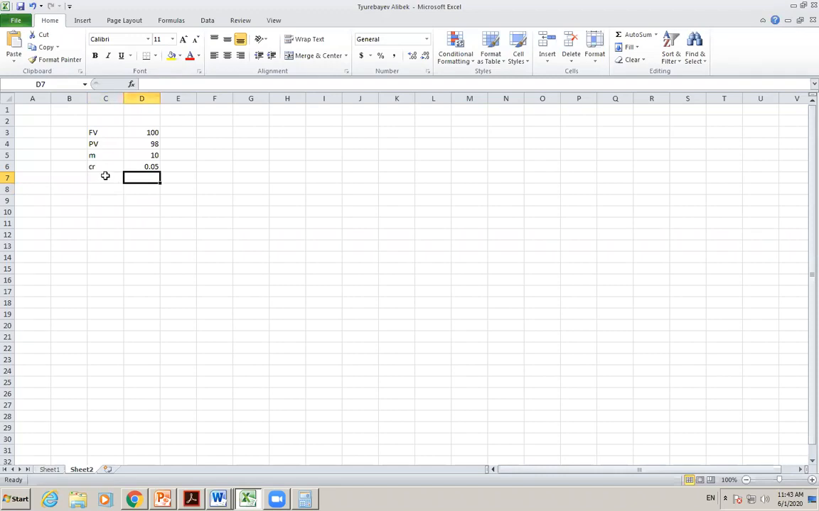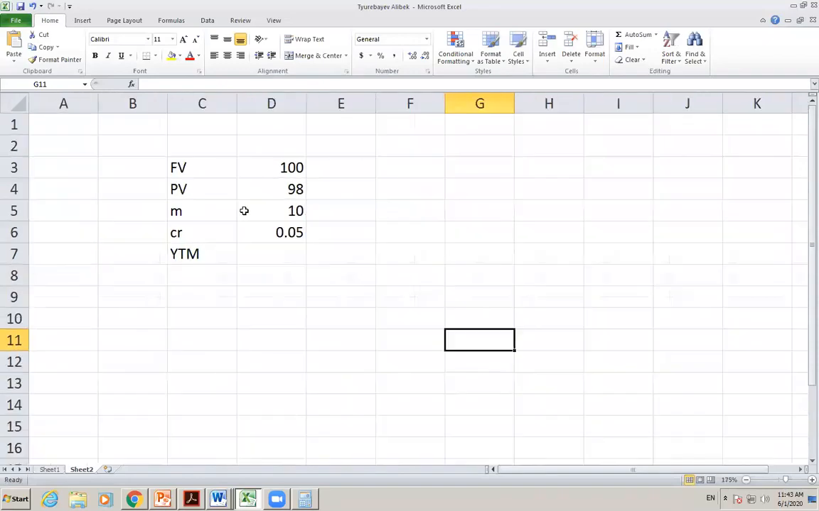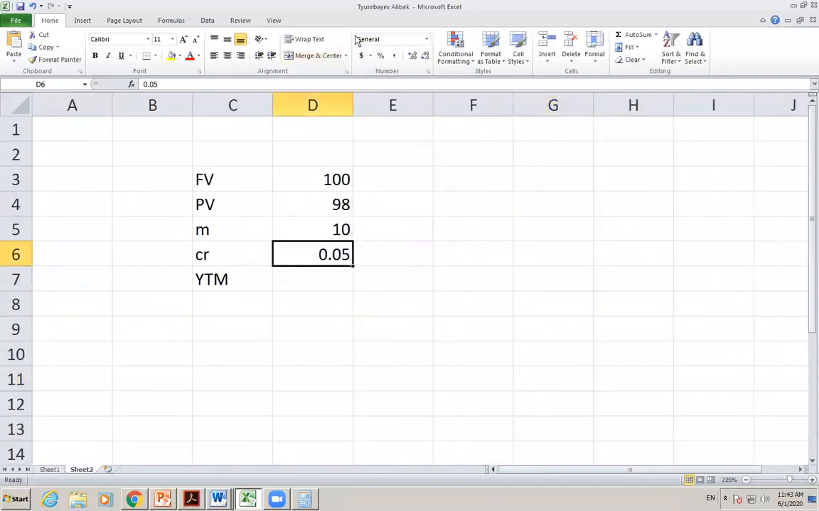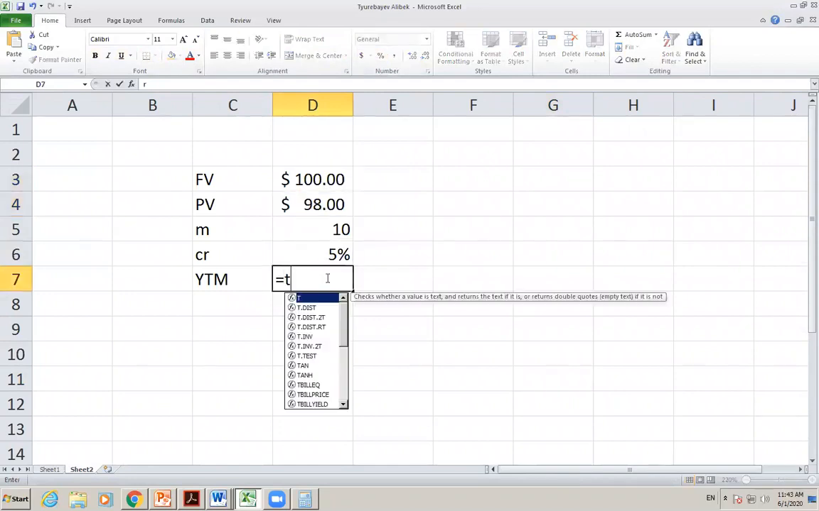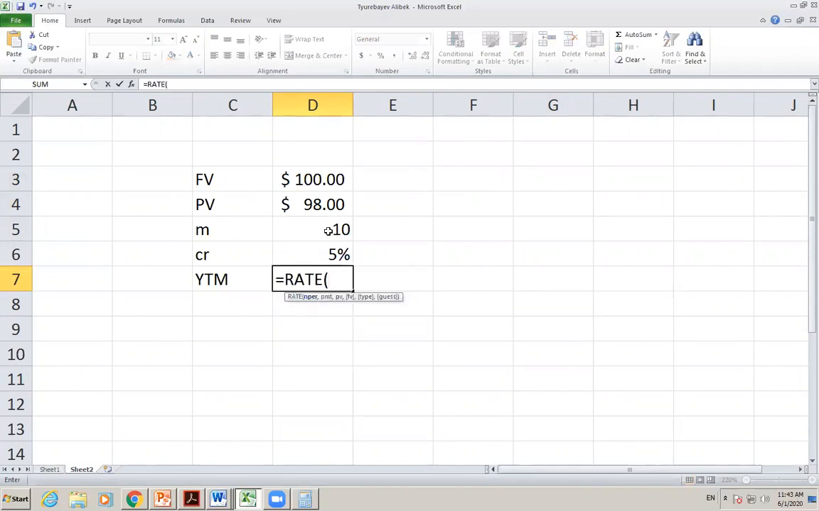Now we are asked to calculate the YTM, the yield to maturity. That will give us the rate. So it's easy. It's in Excel. It's straightforward. And the same thing you can do. So this is quoted. So it's just rate. We type equal sign rate, okay. Put the number of periods, which is 10.